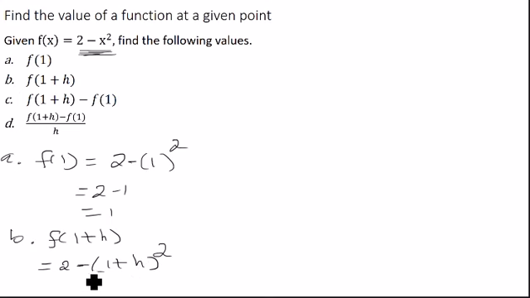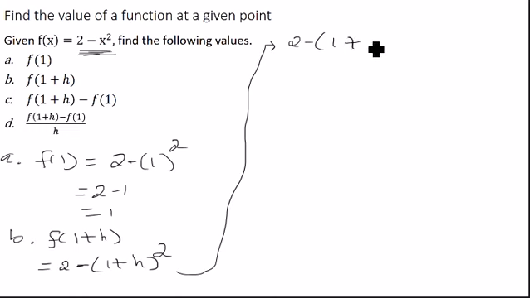So (1 plus h) quantity squared, you have to expand it using one of the techniques we had in the previous examples here. So I'm going to take it all the way up here. This is going to look like 2 minus, and I'm going to work inside the parentheses first. So this is going to be 1 plus 2h plus h squared. If you don't remember the formula, go back and view that part of this video, and you will understand how I came up with this idea.